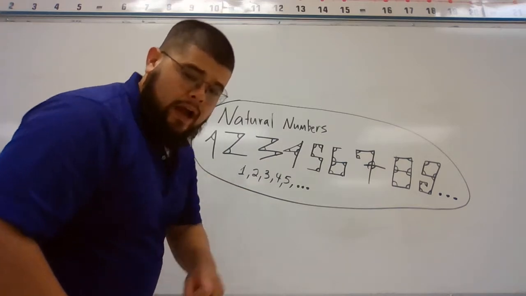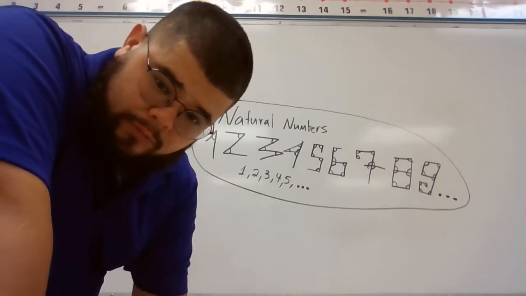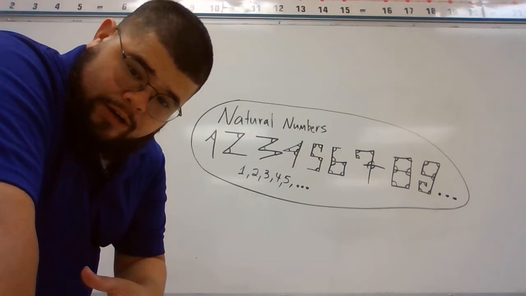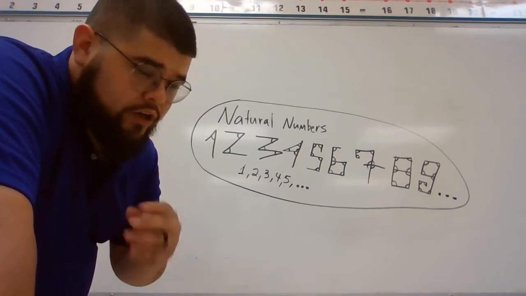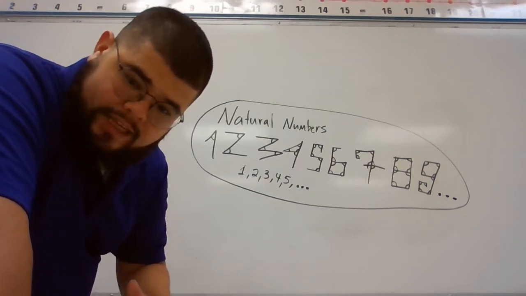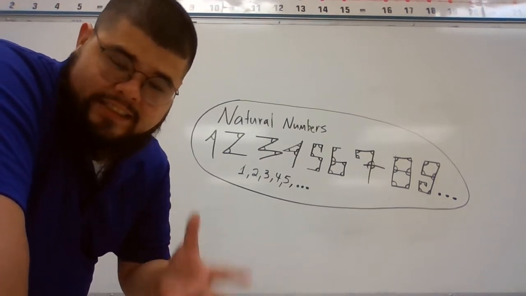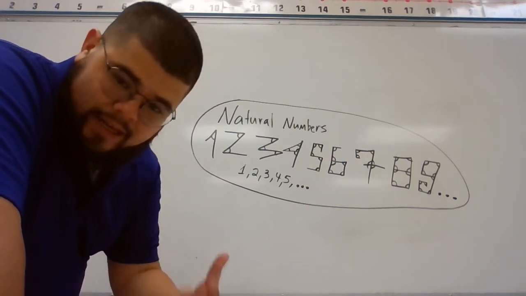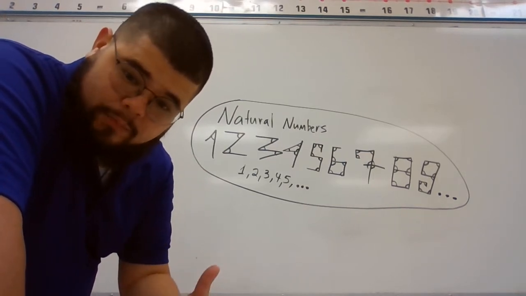Okay? Now we're going to talk about the whole numbers. Now the whole numbers come from the idea of zero, right? So whenever numbers were first being discovered, they didn't know what zero was. I mean, they didn't have a symbol. They knew nothing, right? But they didn't have a symbol to represent nothing. And that's where the number zero comes from.